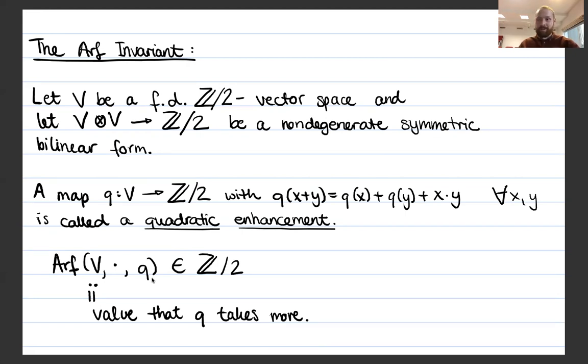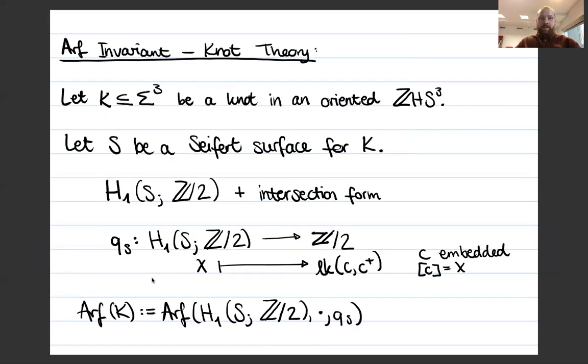Okay, so now I'm going to tell you about how this Arf invariant, this little bit of algebra, appears in 3 dimensions and then 4 dimensions, and we'll put it together. First, in 3 dimensions, you have the Arf invariant in 3-dimensional knot theory. The setup is that I'm given a knot in an oriented integral homology sphere, and I'm going to define for you a Z mod 2 valued invariant of this knot.